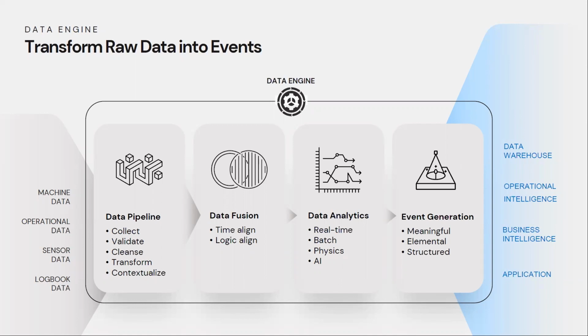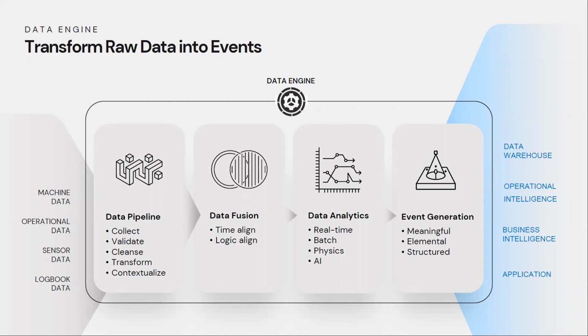Raw data can include data such as machine data, operational software data, sensor data, work logbook data, and so on. Typically, they are time series data. They are unstructured, very messy, very difficult to work with. Events are structured data that describes all the important, meaningful events that happen inside the raw data streams. And the events can be used in data warehouse, in operational and business intelligence analysis, and in other applications.